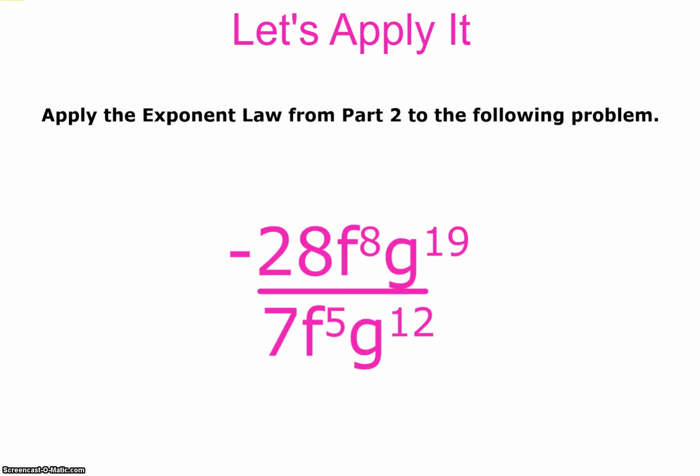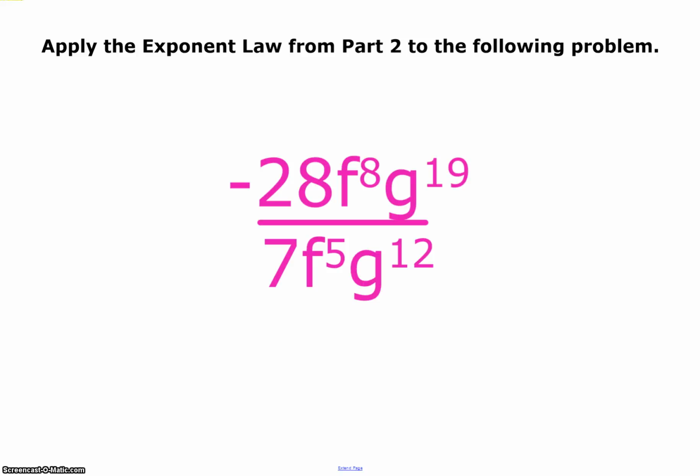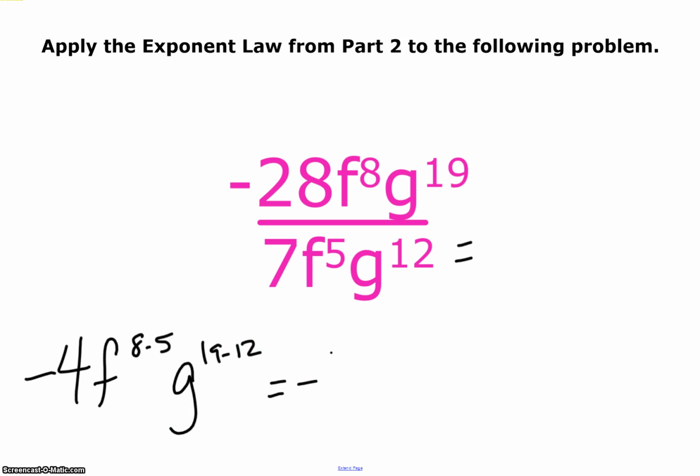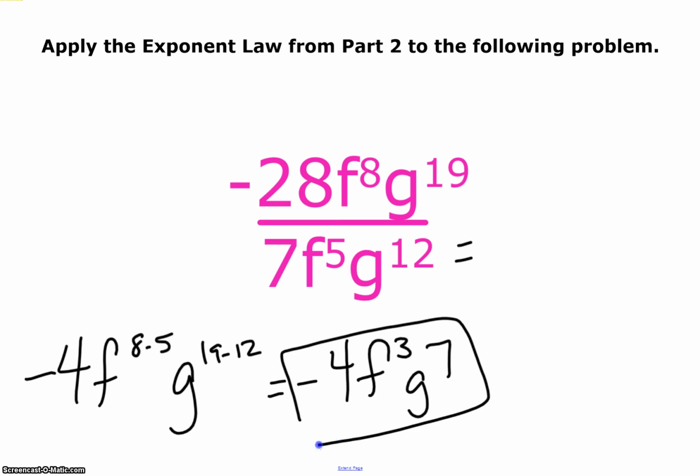Here's another example. Apply the exponent law from part 2 to the following problem. Well, we know that negative 28 can be divided by 7. So I'm going to write it down here because I write real big. It's negative 4 F, 8 minus 5, G, 19 minus 12, equals negative 4 F to the 3rd G to the 7th. There is your answer.